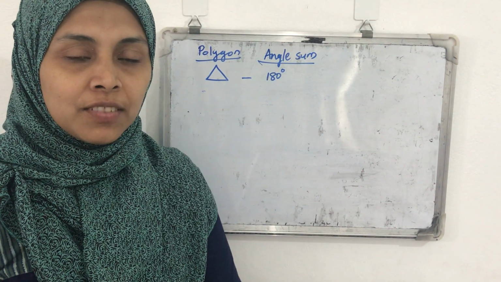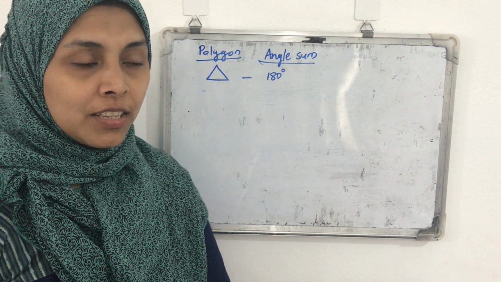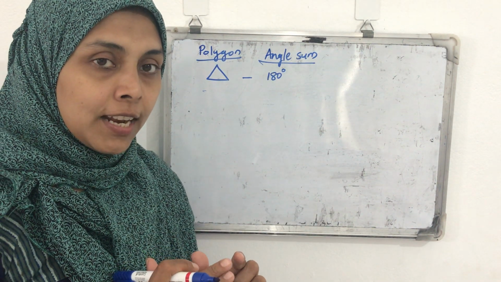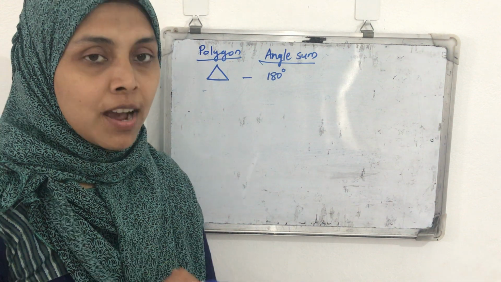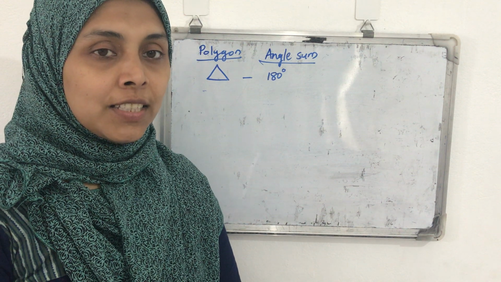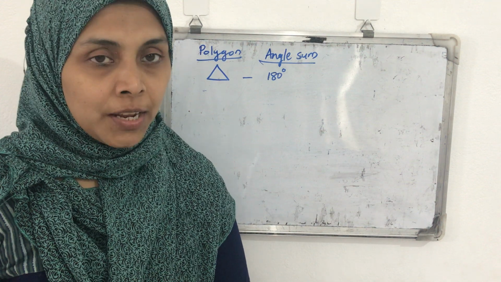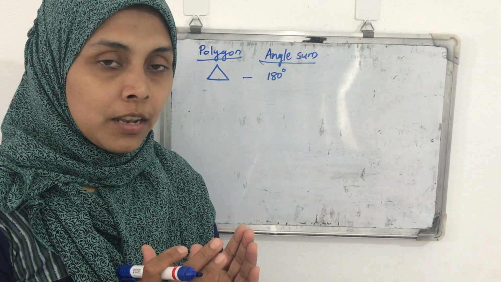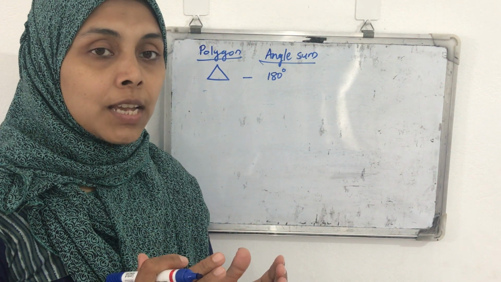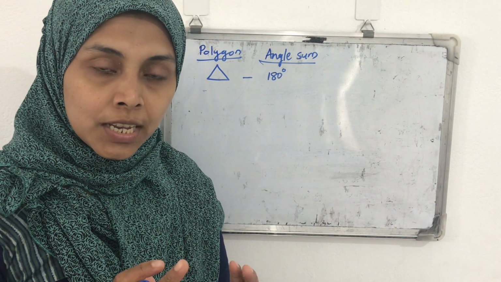So, in the last two classes we discussed the angle sum property of a quadrilateral. Two methods we found. First method: take a quadrilateral and divide it into two triangles. And we already know the angle sum property of a triangle: the sum of the three angles of a triangle is 180 degrees. So when we take a quadrilateral, we can divide it into two triangles, and the sum of the angles is 180 plus 180, which gives 360.